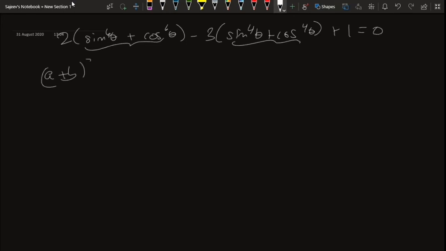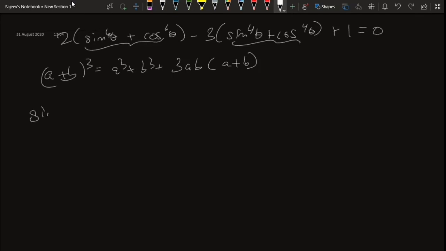So we know that a plus b the whole cube is a cube plus b cube plus 3a square b plus 3ab square, right? Okay, so let me write it as a cube plus b cube plus 3ab into a plus b. That will be simpler. Now I will substitute a as cos square theta and b as sine square theta. Let me see what I get.